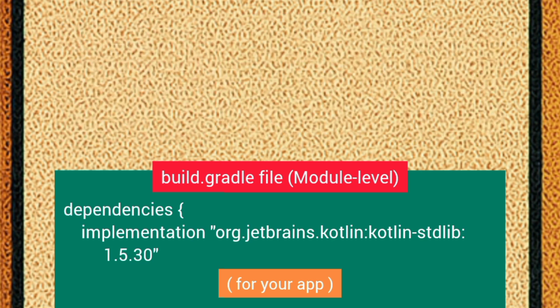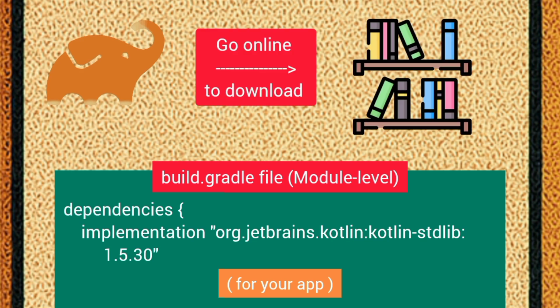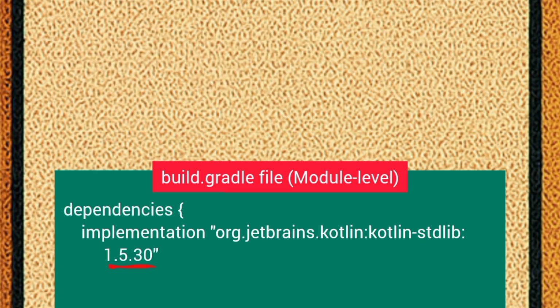And whenever you add a library here, you're basically telling Gradle, go online, download this specific library version, and make it part of my app. That's why the version number has to be correct. If it doesn't exist or is misspelled, Gradle will give you an error.